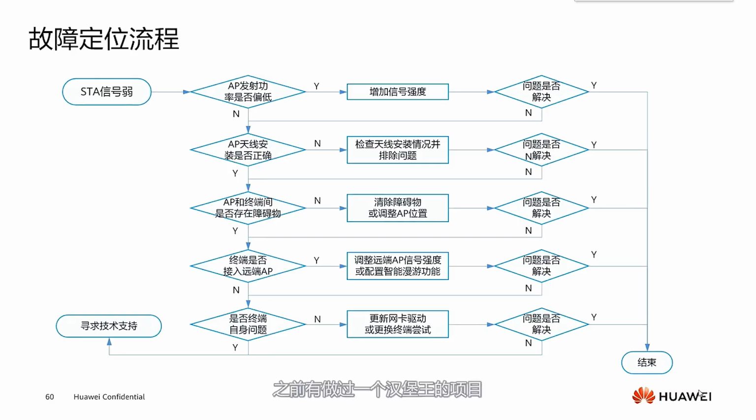Previously, we did a project for Burger King where the signal experienced a drastic drop. This means the signal coverage was not very good. Usually, there's no issue, but every hour or so it would suddenly drop very low.